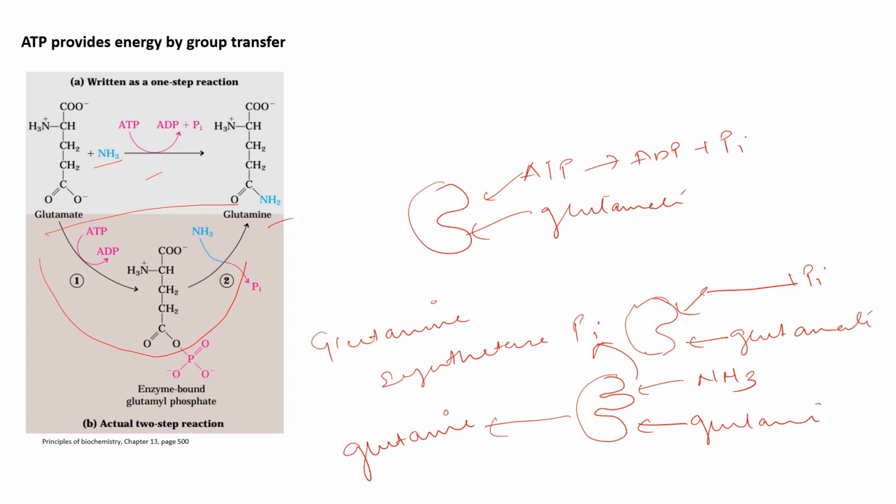So it is a two-step reaction, not a single-step reaction. So here ATP is providing energy, but by group transfer. Group transfer means it is not like the bond is broken, energy is released and the reaction will happen. Whatever is released, that is the phosphate, will remain bound to the enzyme. Because of this, the conformation will change and it can now bind NH3 with the release of Pi. After this, because NH3 binds with the enzyme in close proximity with glutamate, both can now interact and give rise to glutamine. So this type of mechanism is known as group transfer mechanism.